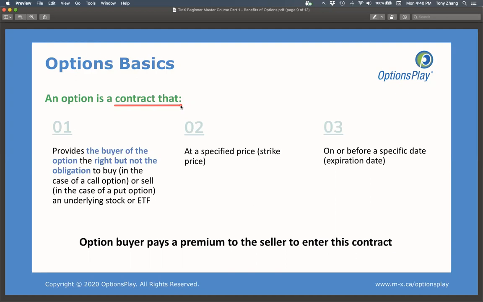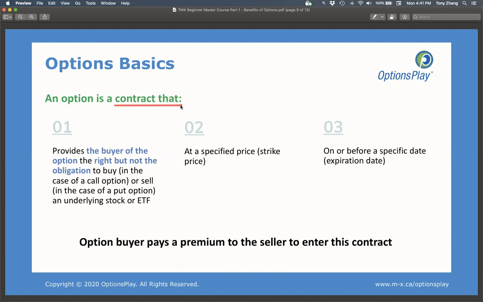An option contract provides the buyer of the option the right, but not the obligation, to buy in the case of a call option, or sell in the case of a put option, an underlying stock or ETF at a specific price on or before a specific date. So that's a mouthful. And for everyone that's brand new and maybe has never seen this before, I don't expect you to read this and know what an option is, because you probably have to read this about 8 times after you've learned what an option is to really understand this legal jargon. So what I'm going to do is break this down for you with real examples and show you what this means.